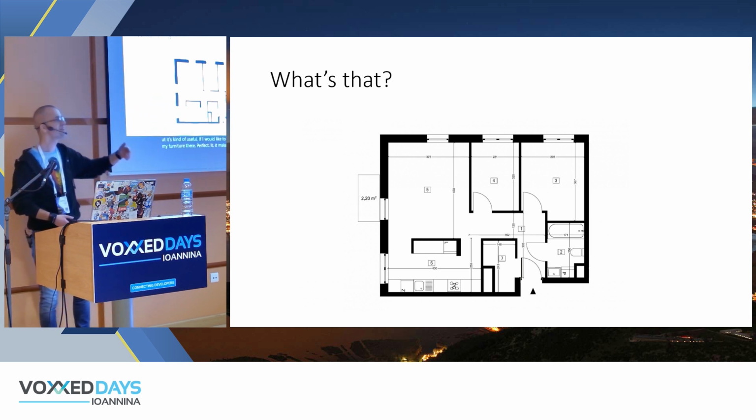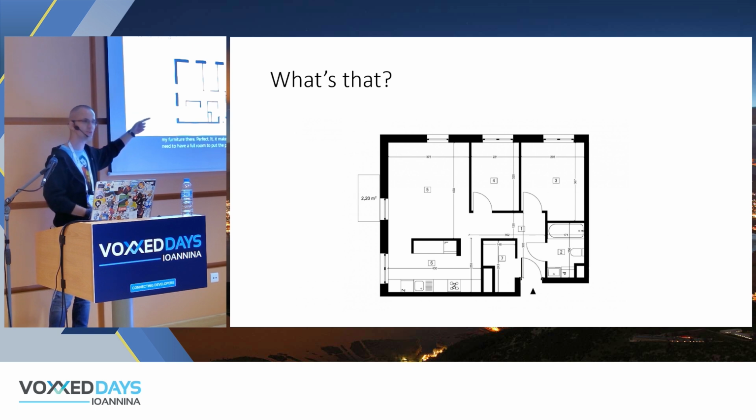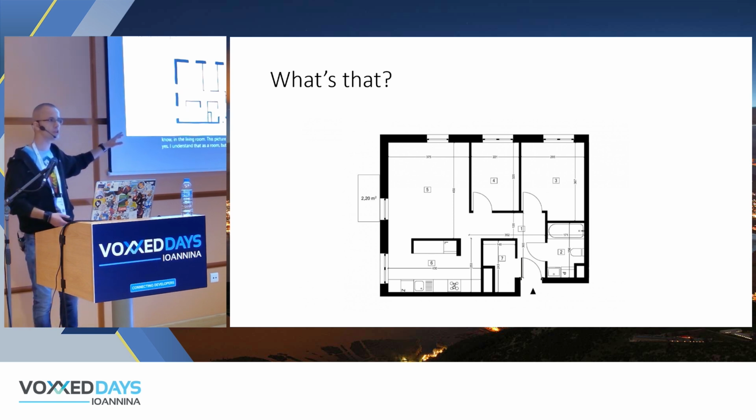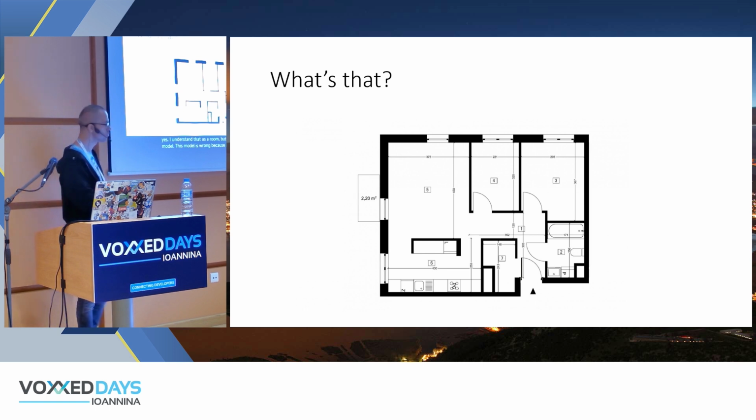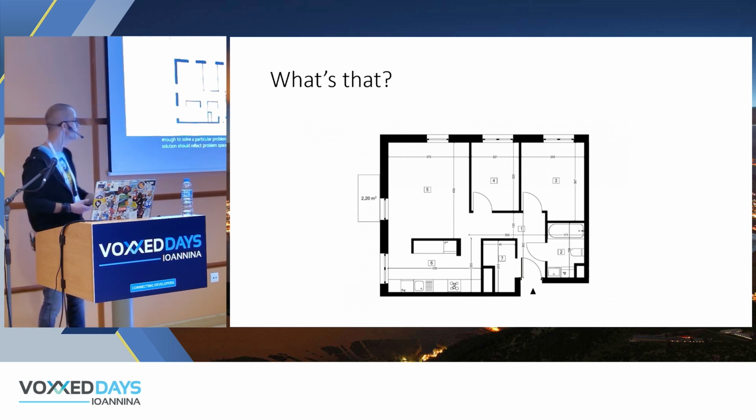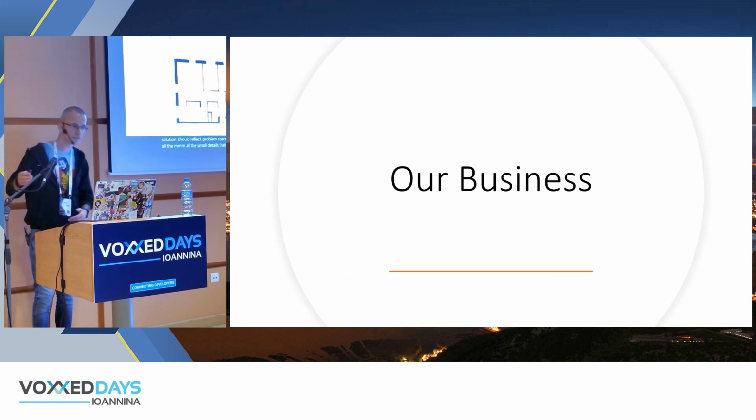So yes, I understand that as a room, but this is only a model. This model is wrong because it doesn't have all the details that our rooms have. But it's fine, it's enough to solve a particular problem. This is how our solution should reflect the problem space. We are taking all the small details that are relevant for our problems and putting them into our solution space, into implementation. Sometimes implementation is drawing a picture.